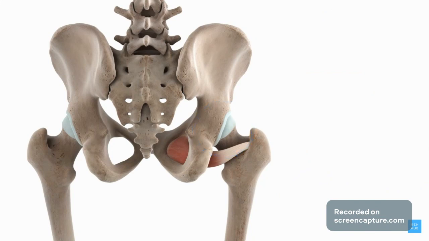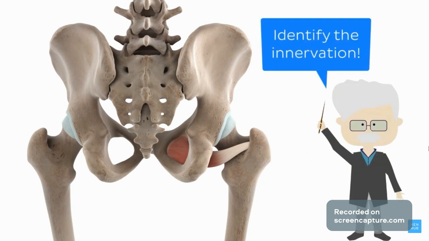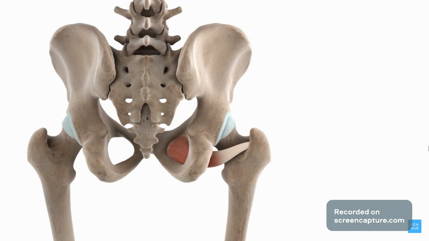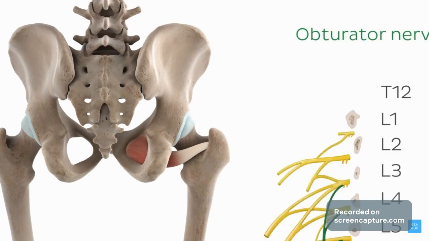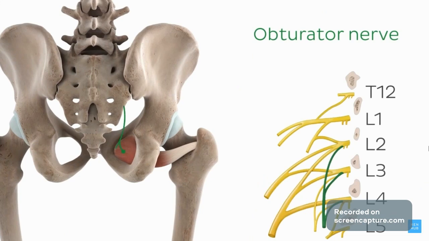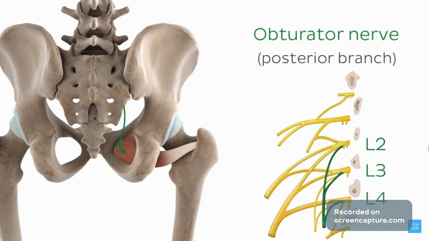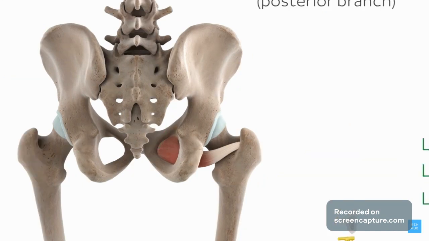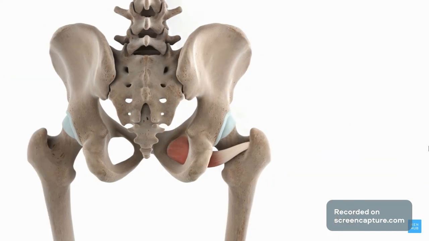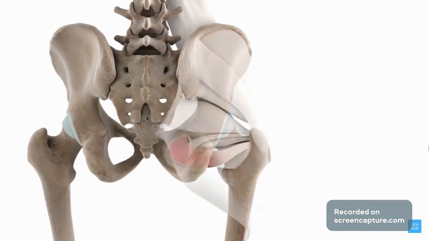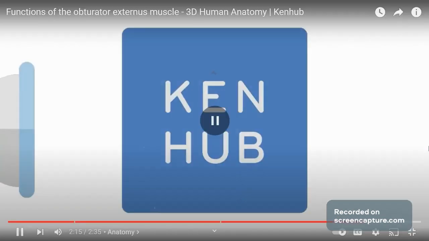So now that we know the anatomy of our star muscle, we also need to have a look and see what nerve instructs it to carry out its functions. Conveniently, the obturator externus is innervated by the obturator nerve, which is formed by the L2, L3, and L4 nerve roots of the lumbar plexus. Specifically, it is innervated by the posterior branch of this nerve. Now that we're familiar with the structure and innervation of the obturator externus, let's move on to talk about its functions.